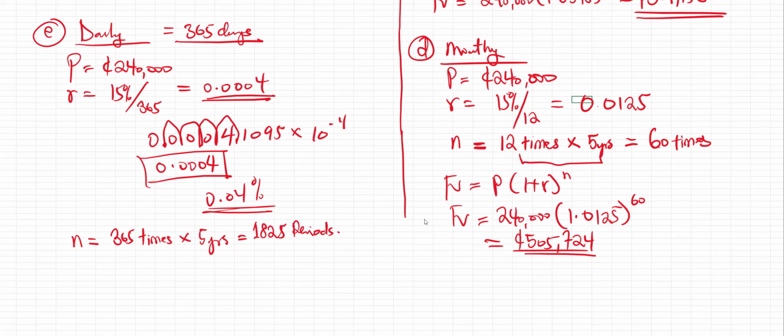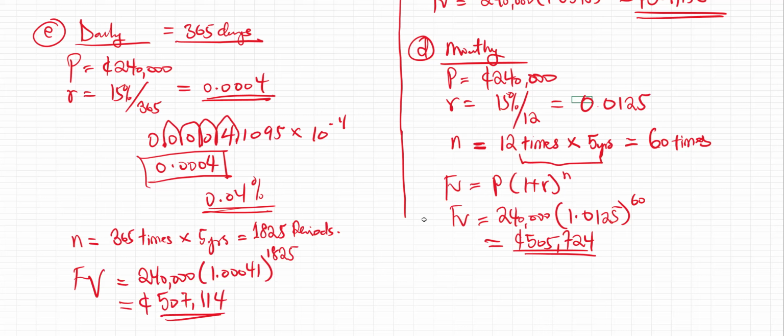So that means the future value of this investment will be what? Taking our 240,000 and multiplying by 1.0004 raised to the power 1825. That gives 507,114.